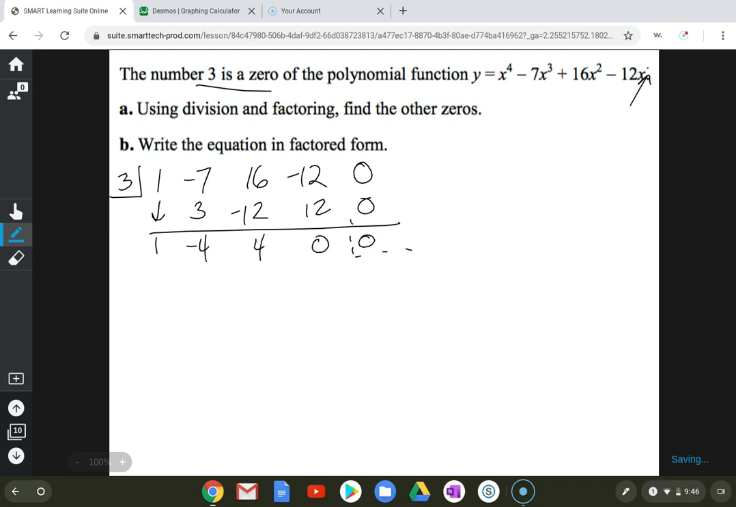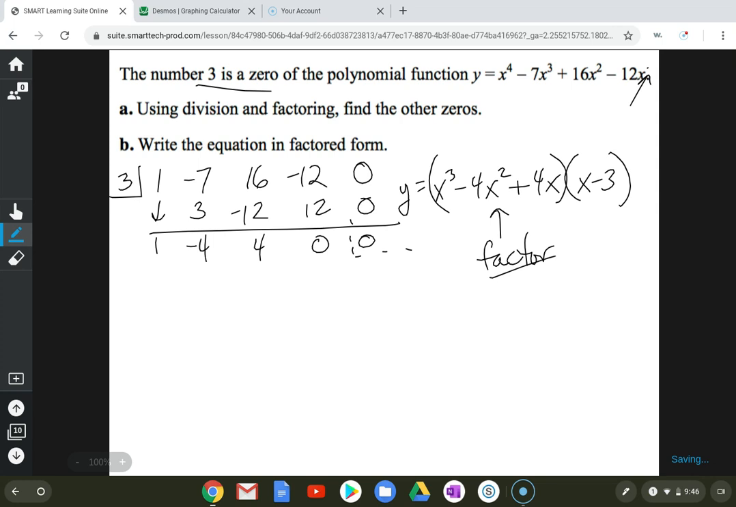That is our remainder. So what we have left, if we were to write this out as a polynomial, I'm going to write it up here. So now we've got x cubed minus 4x squared plus 4x plus 0. So our full polynomial would be this times our x minus 3 factor. If we were to rewrite y equals, this would be equivalent. So now, can we factor this?